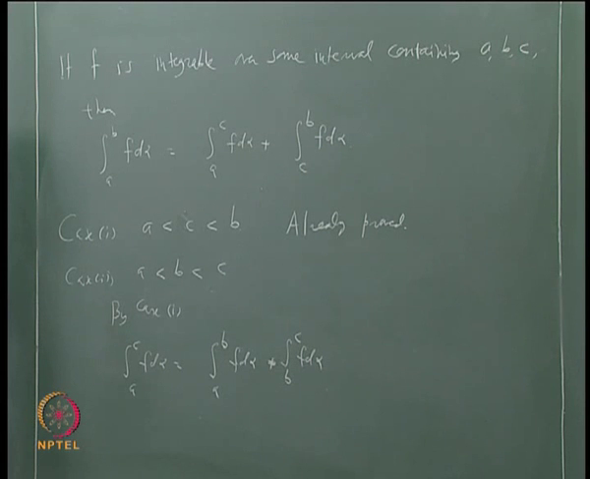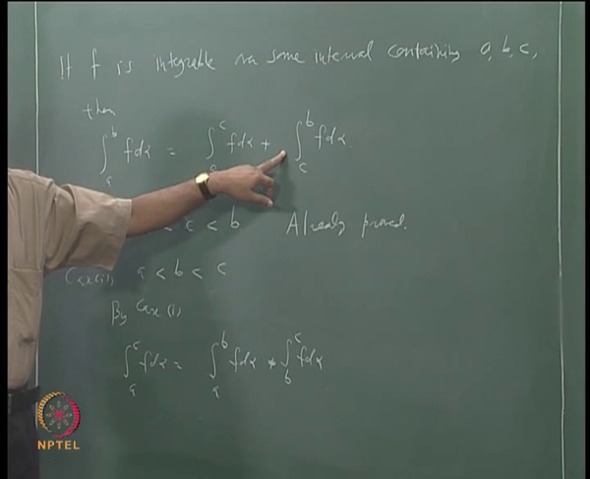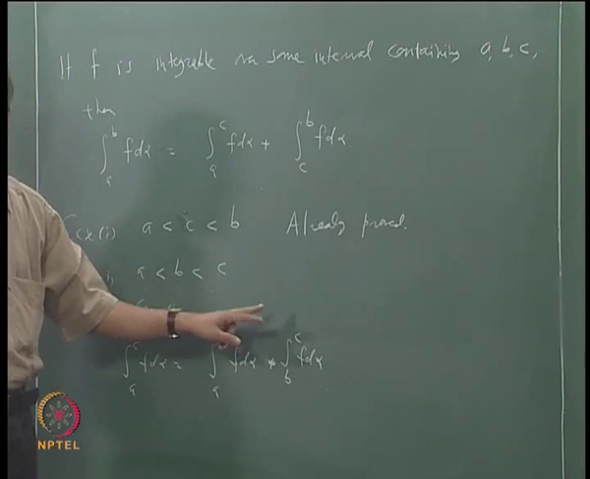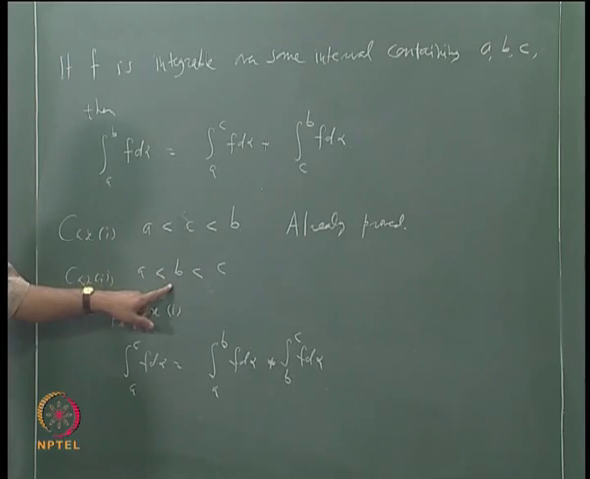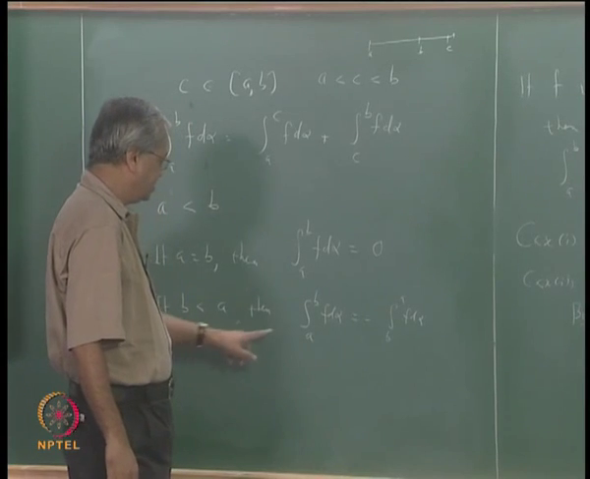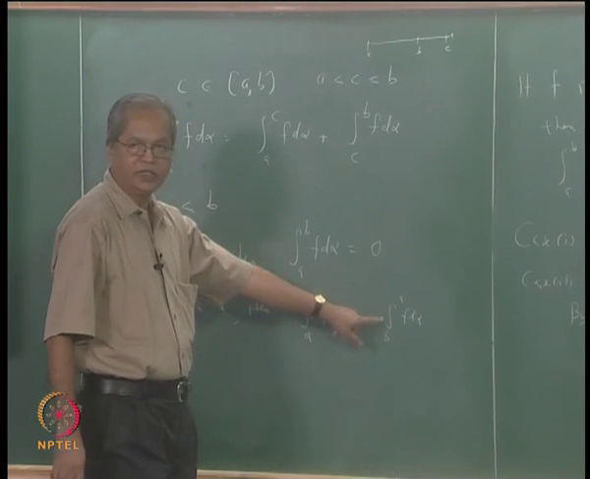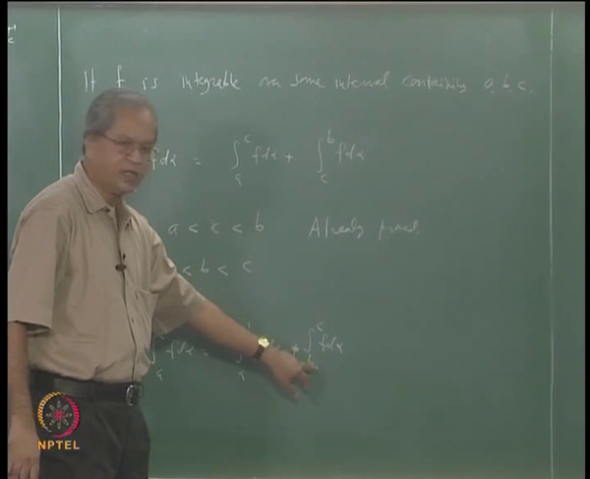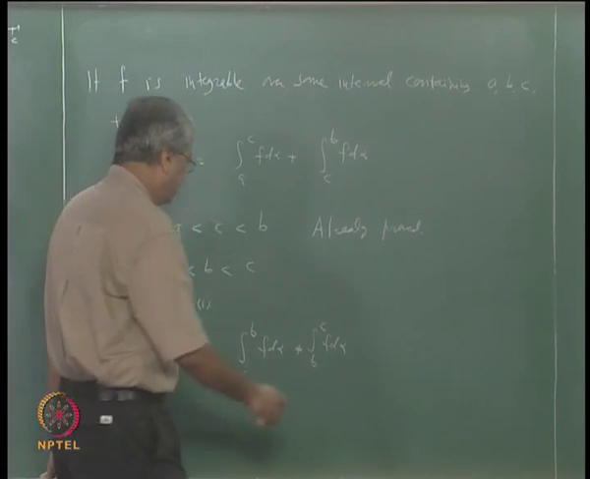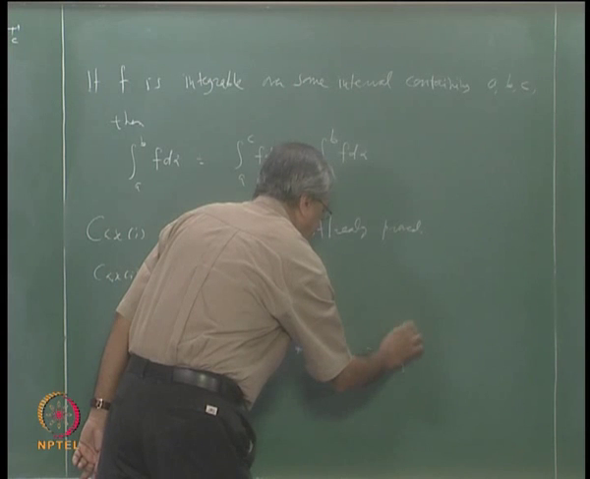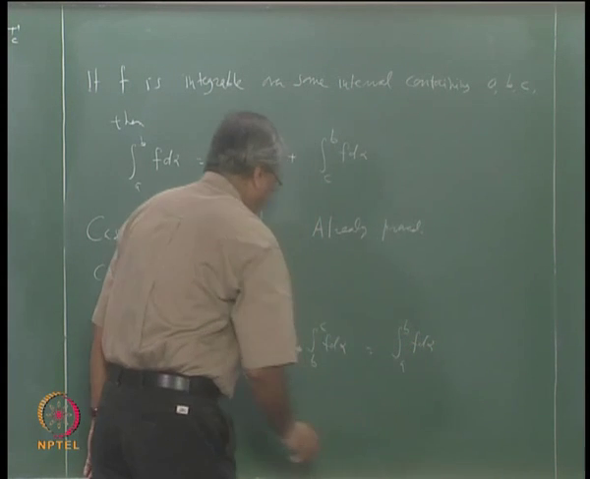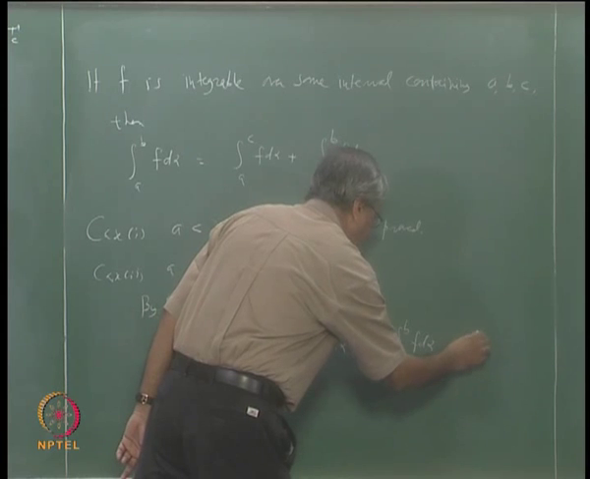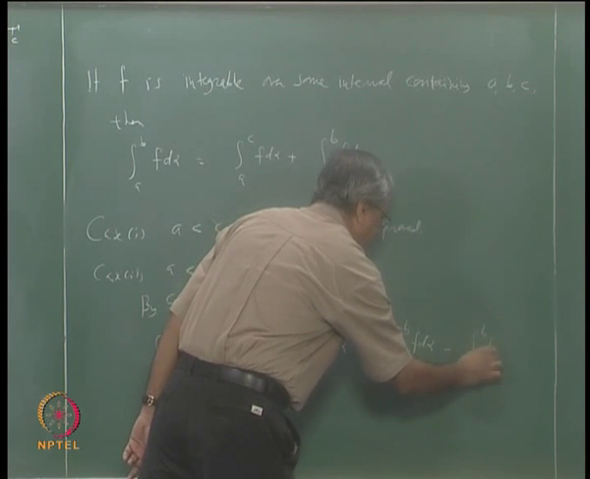But what we want is the integral from C to B, and here what we are getting is B to C, but C is bigger than B, so we use this convention here. Whenever B is less than A, the integral A to B of f d alpha is minus the integral B to A of f d alpha. So the integral B to C of f d alpha is minus the integral C to B of f d alpha. So using this we will get the integral A to B of f d alpha minus the integral C to B of f d alpha.